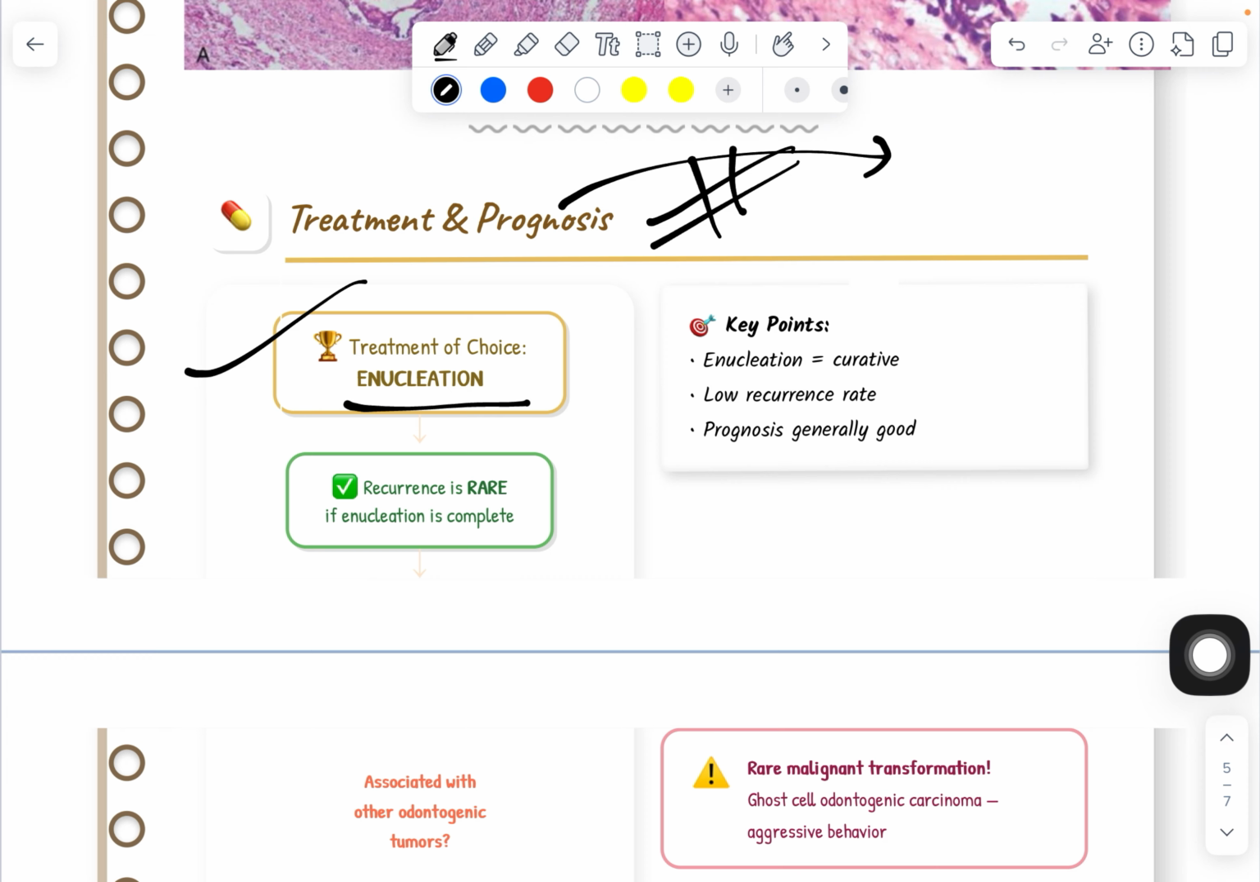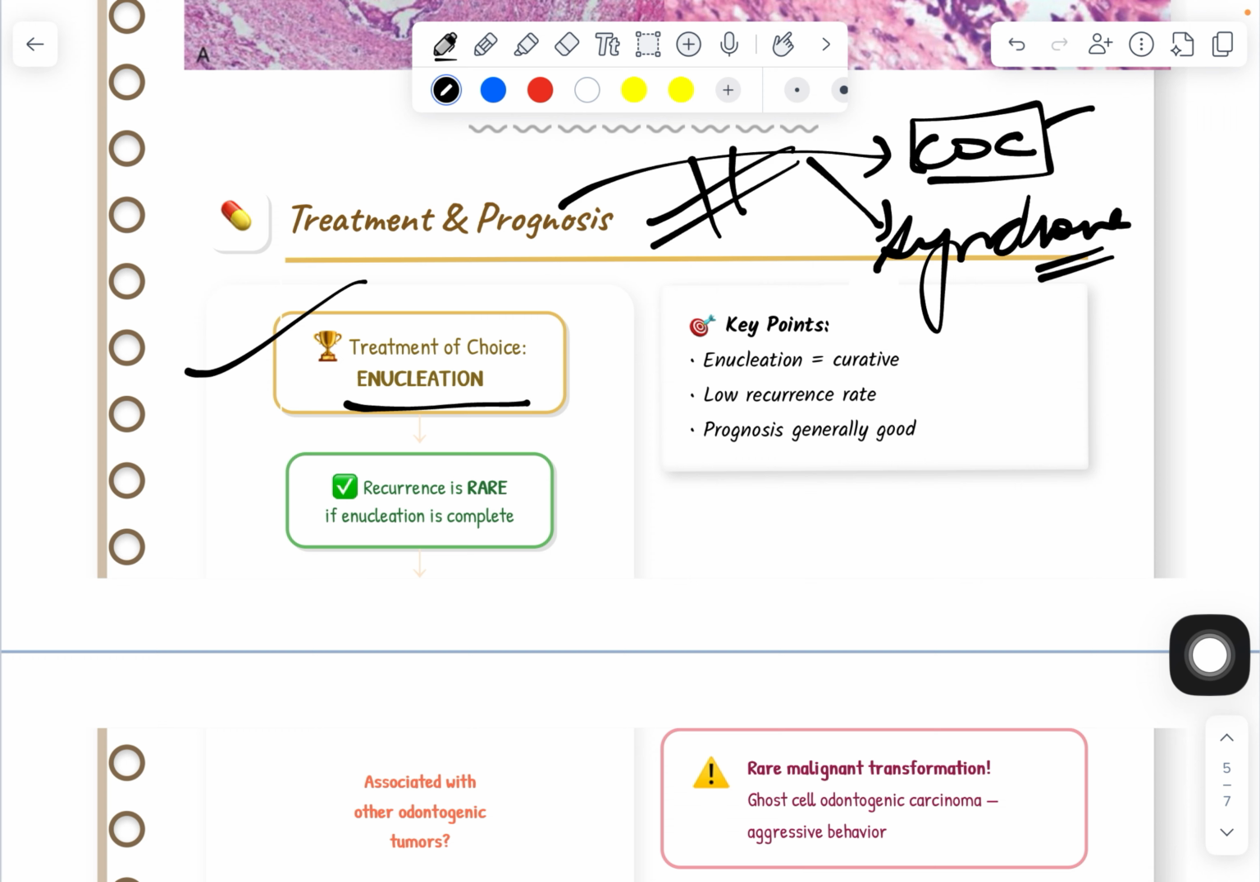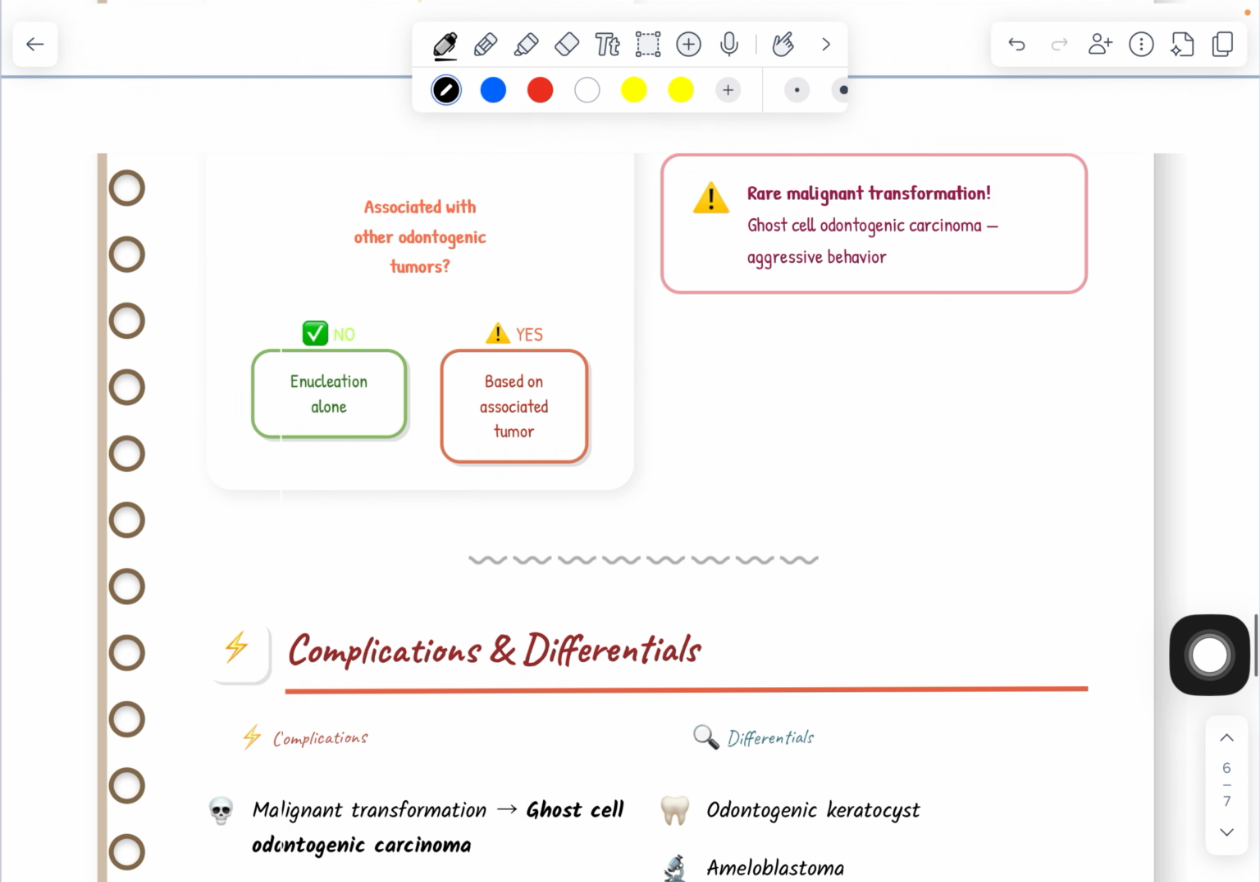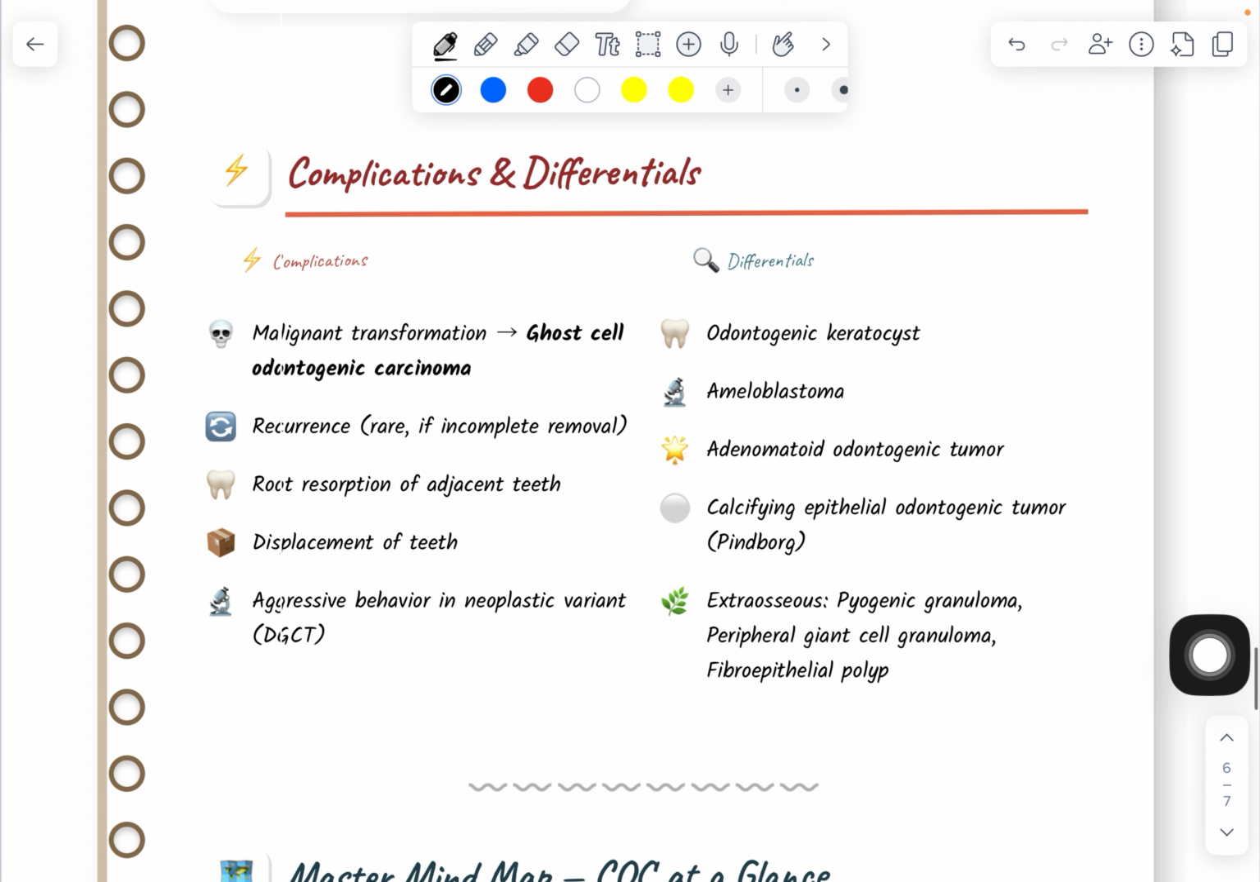Now if the COC occurs as a single entity, we will do enucleation. But if it occurs as a part of some syndrome, as seen along with AOT or any other complex syndrome, then what will we do? We will treat the cause. So low recurrence rate, prognosis really good, enucleation. Rare malignant transformation occurs, where ghost cells are present. Complication will be malignant transformation, ghost cell odontogenic carcinoma. It's very very rare.